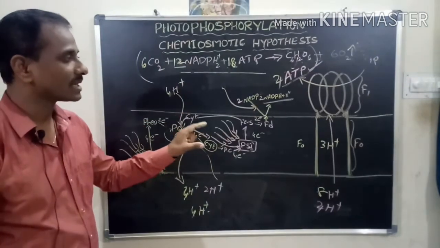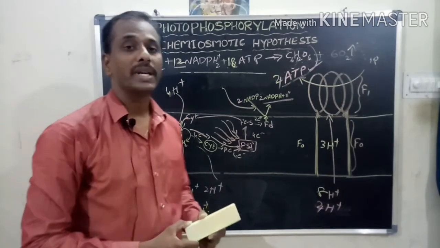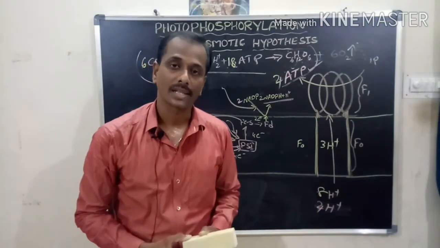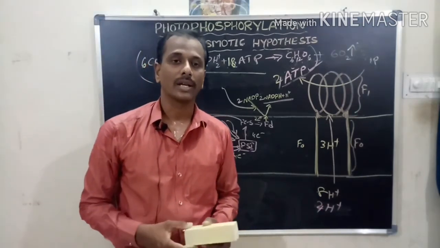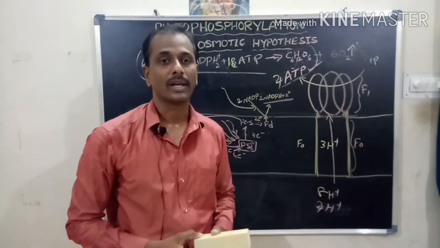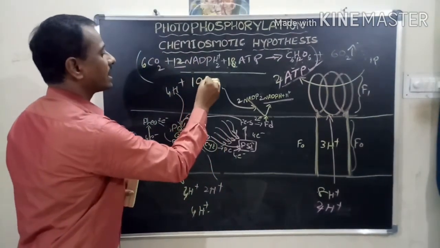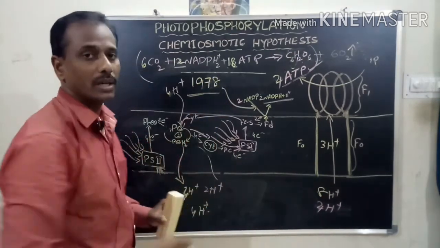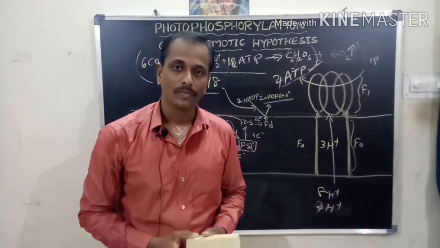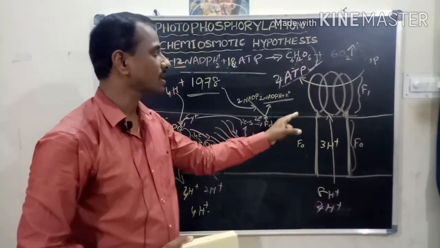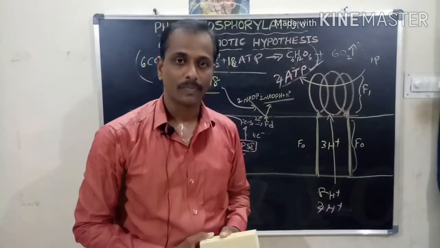This process is explained by the chemiosmotic hypothesis by Peter Mitchell in 1961. At first the scientists did not accept this, but later he proved it experimentally. Finally they accepted it. In 1978 he got the Nobel Prize for the chemiosmotic hypothesis. This is about synthesis of ATP in presence of light, photophosphorylation. Thank you very much.